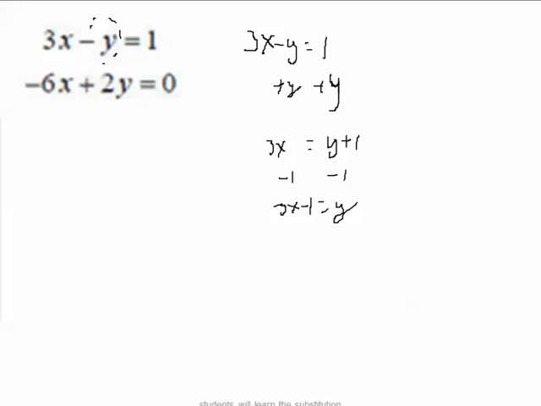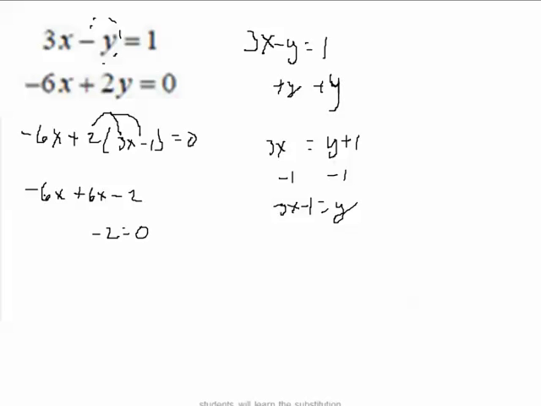Come to this other equation. Minus 6x plus 2 times 3x minus 1 is equal to 0. Distributive property. Minus 6x plus 6x minus 2. Minus 6x plus 6x, that's 0. So I get minus 2 is equal to 0. Can we ever have minus 2 equal to 0? No. We can't ever do that.